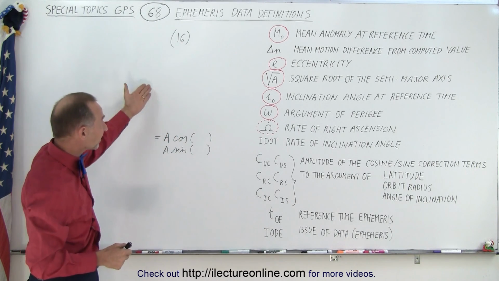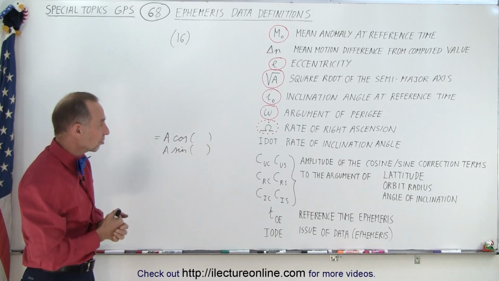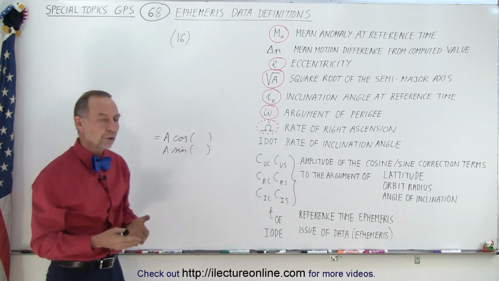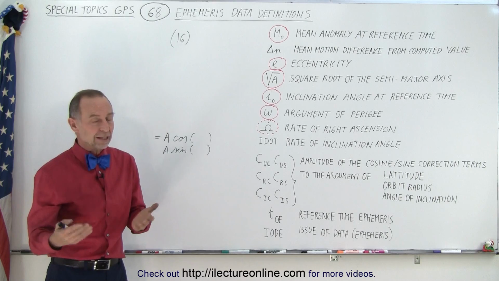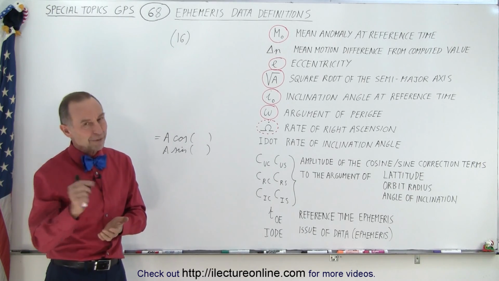So those are the 16 ephemeris data definitions or parameters that we need for keeping track of where the satellite is at all points in time. And that is how it's done.